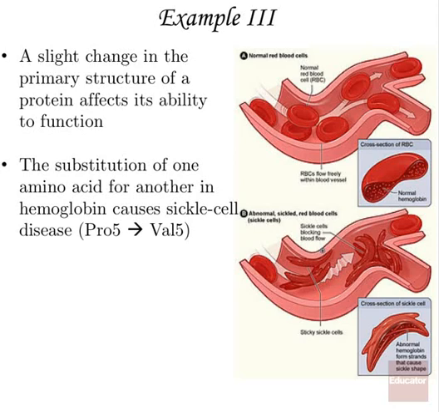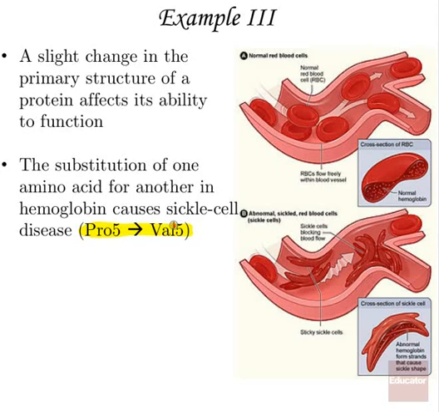Now, it's very important that even a slight change in the primary structure of a protein will affect its ability to function. An example of this is found in sickle cell trait. The substitution of one amino acid for another in hemoglobin causes sickle cell disease. And all this is, it's a single difference in the 5th amino acid. It's changed from a proline to a valine.